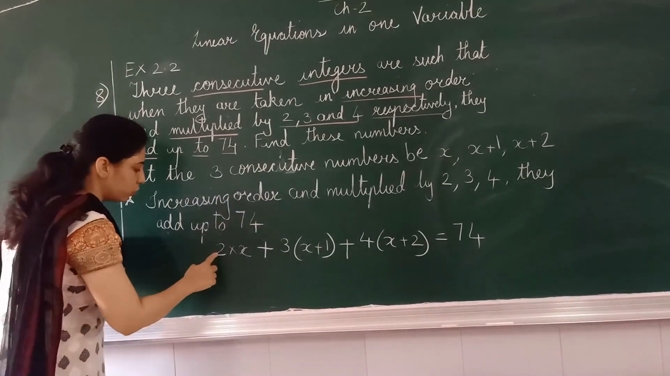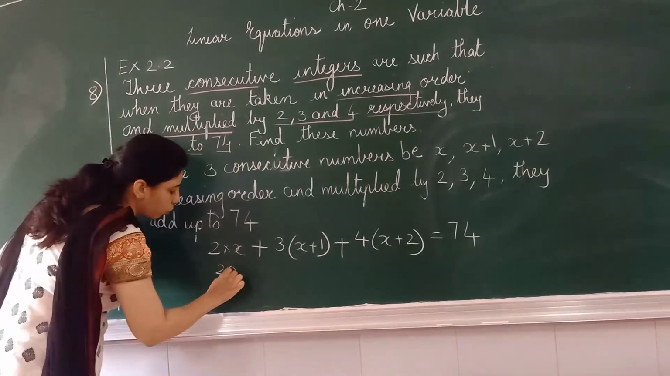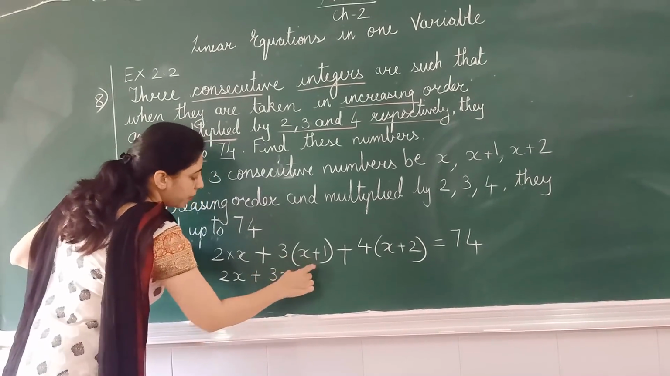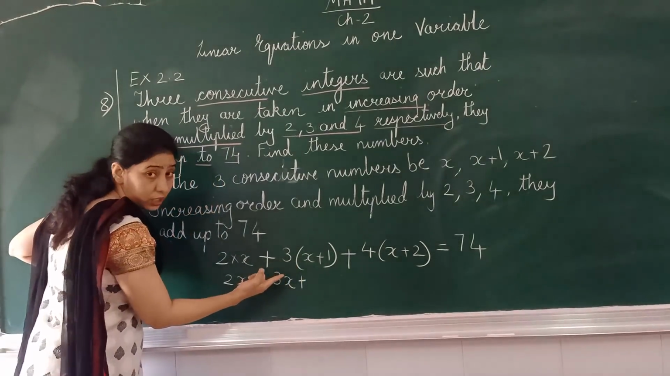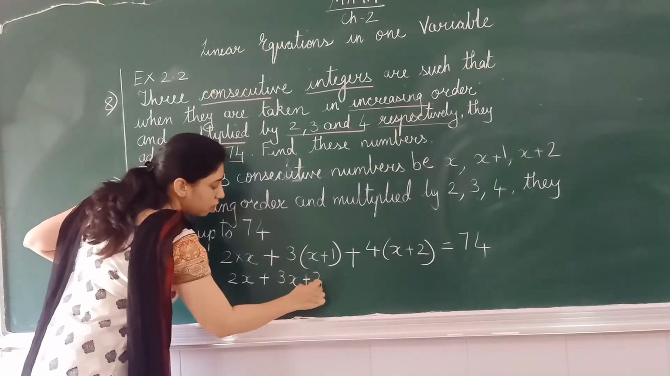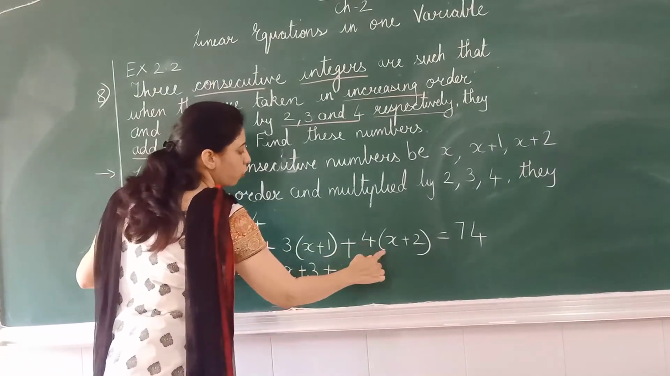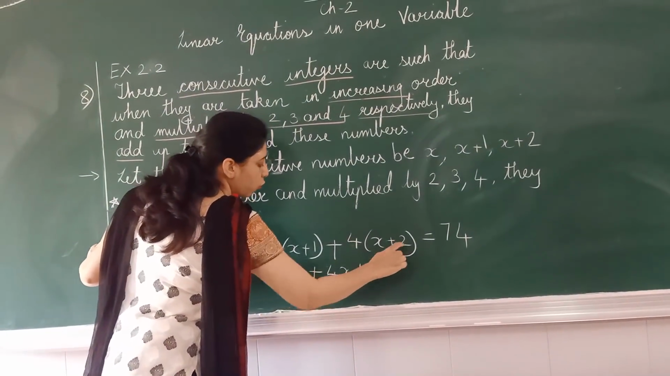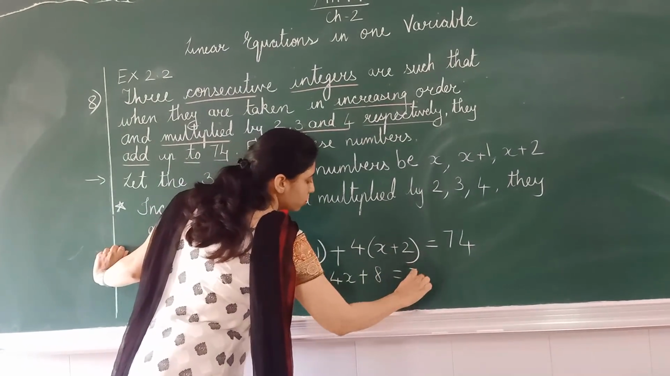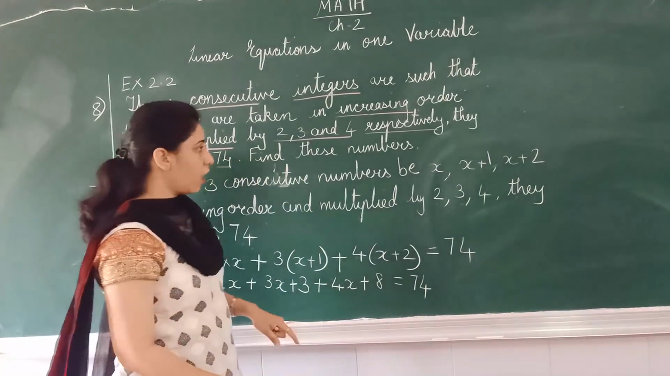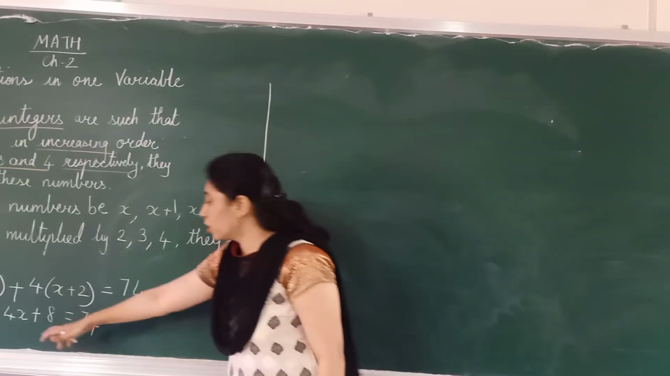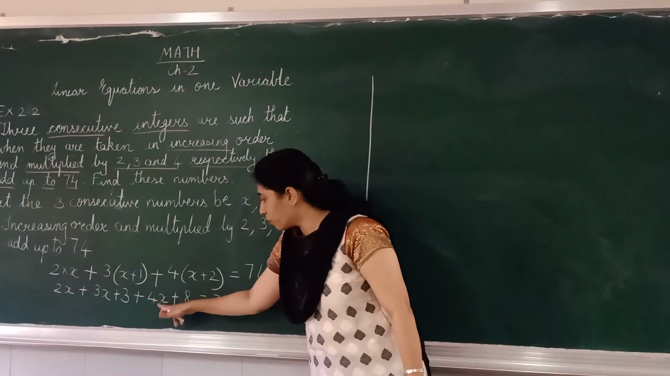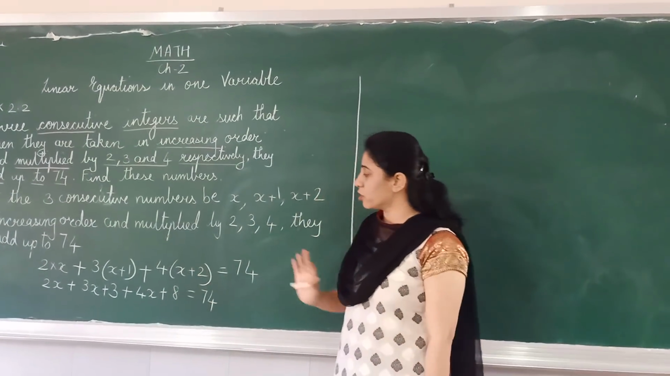So 1 into 2 into x will be 2x, plus 3 into x will be 3x, plus as it is, I am just opening the bracket. 3 ones are 3, plus 4 into x is 4x, and plus as it is, 4 twos are 8, is equal to 74. Okay. Now what is it? 2x plus 3x plus 3 plus 4x plus 8 is equal to 74.